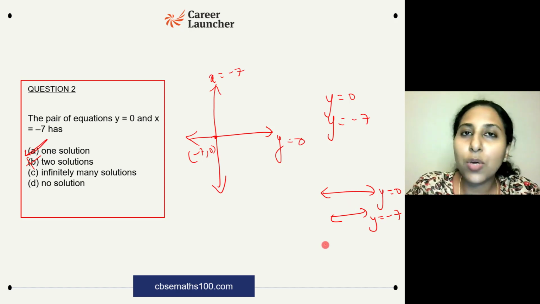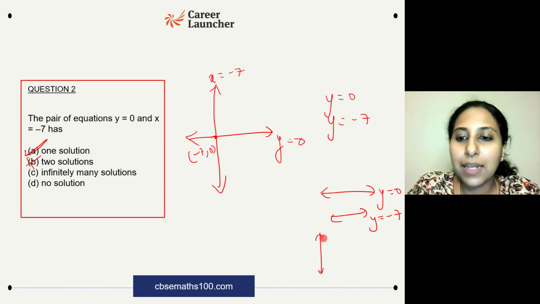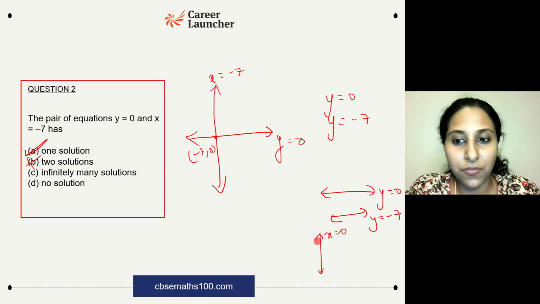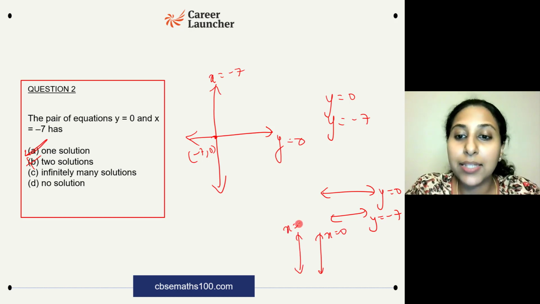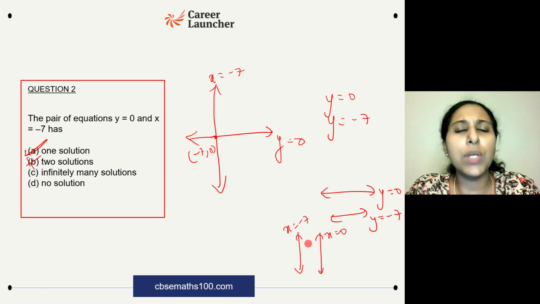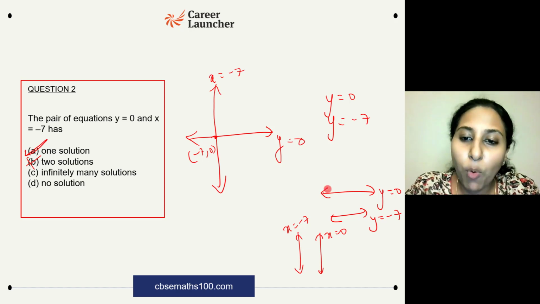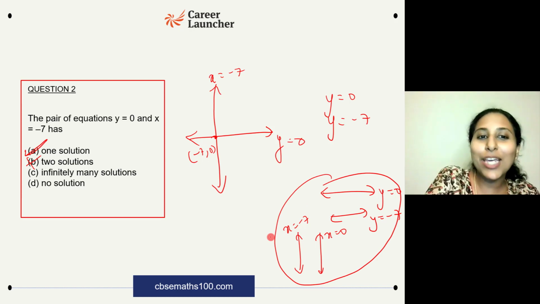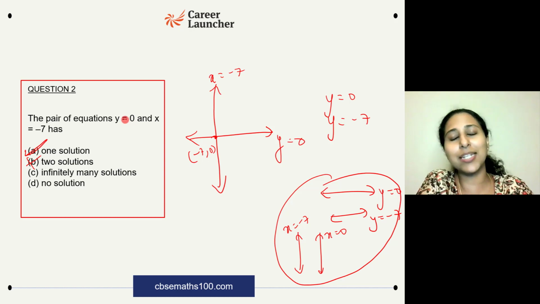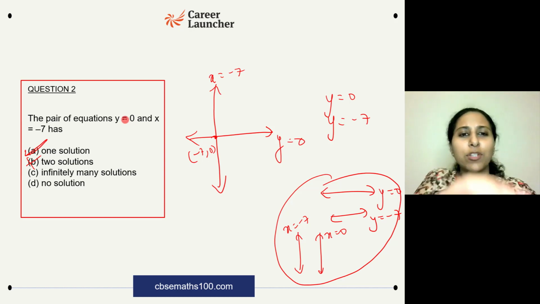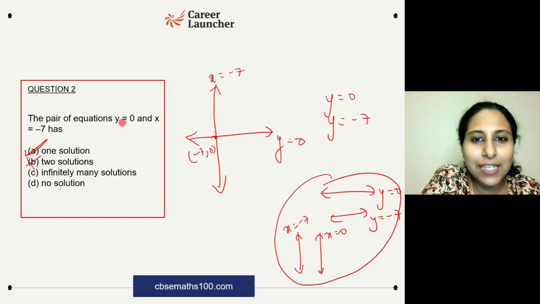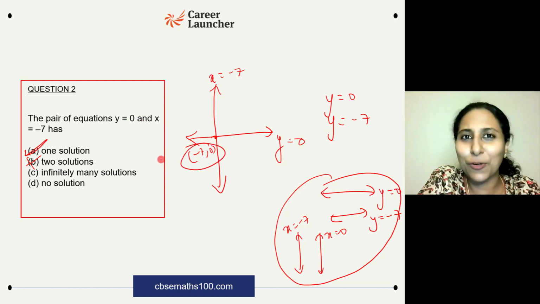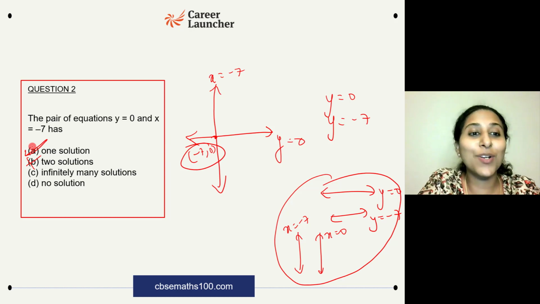What if you had x equals 0 and x equals minus 7? This would be the line x equals 0, the y-axis itself, and x equals minus 7 would be another line which is parallel to it. These also will not meet each other. They will be parallel, which means that in both these cases, we would have said the answer is no solution. But when you have y equals some constant and x equals another constant, these two would meet at one point. Definitely, these two would meet at minus 7, 0, right? And hence the answer here is one solution.